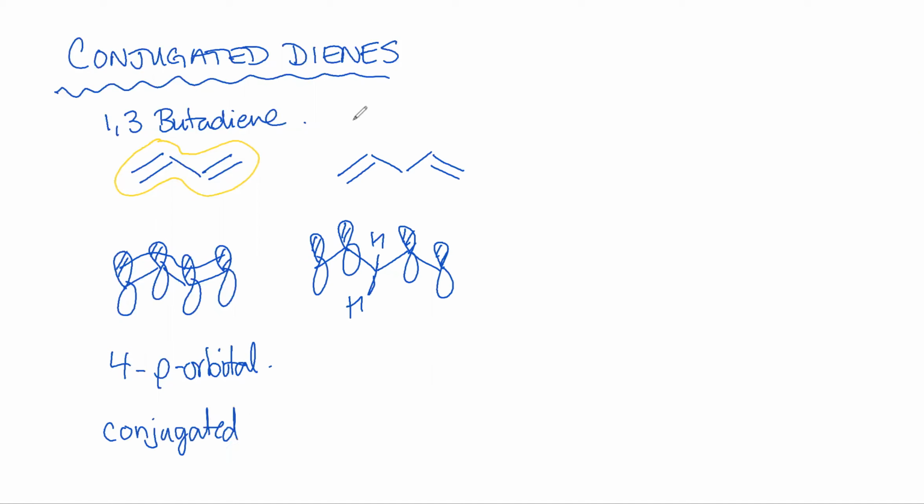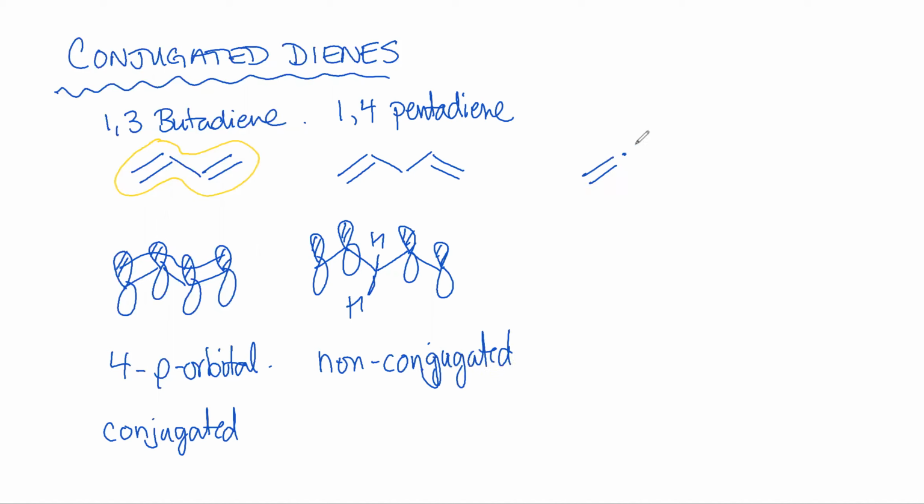So this 1,3-butadiene is conjugated. This diene here, which is 1,4-pentadiene, would basically be a non-conjugated system. Non-conjugated. There's another one we could talk about, which is this.